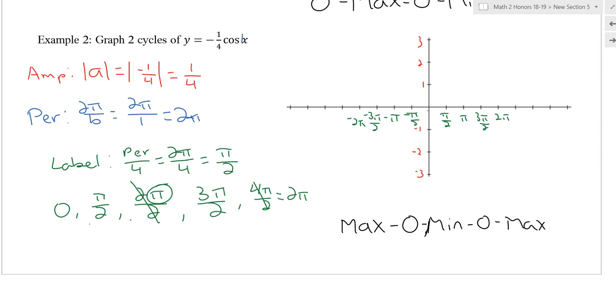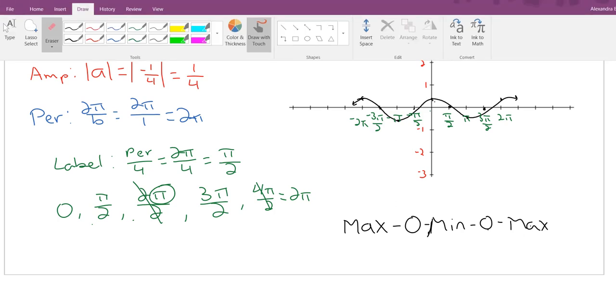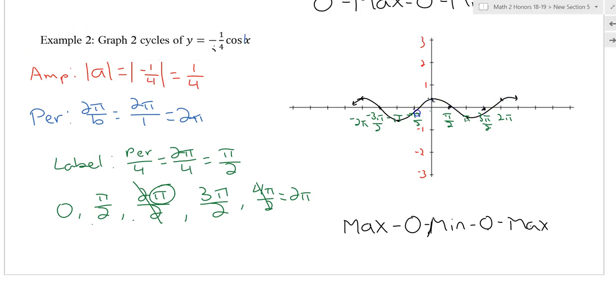So the first thing I'm going to do is graph it as if this negative wasn't here. So our max is 1/4, 0, min, 0. I'm going 1/4, so I'm only going up a little bit. And then same thing, it's the max, 0, min, max, 0, min, 0, max. Then graphing everything nice and smooth. All right, so max, 0, min, 0, max. Backwards, max, 0, min, 0, max.